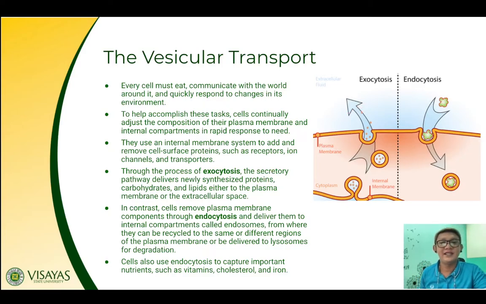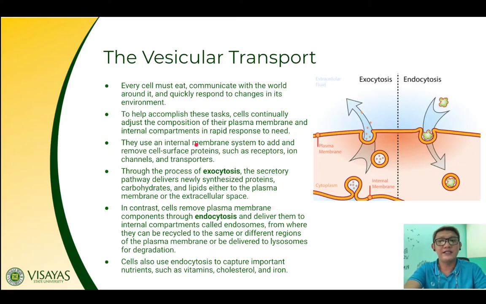In our previous lesson, we talked about the three types of protein transport. So it could be gated transport, transmembrane transport, and vesicular transport. We've also discussed the other two, the gated transport and transmembrane transport, in our previous lesson. This lesson is solely dedicated to our discussion on the vesicular transport processes.